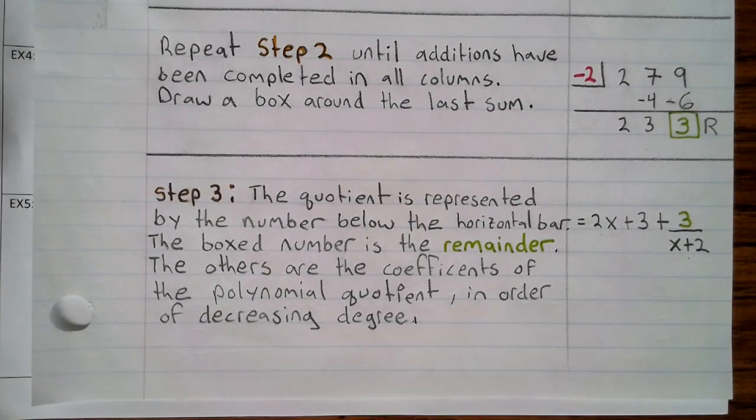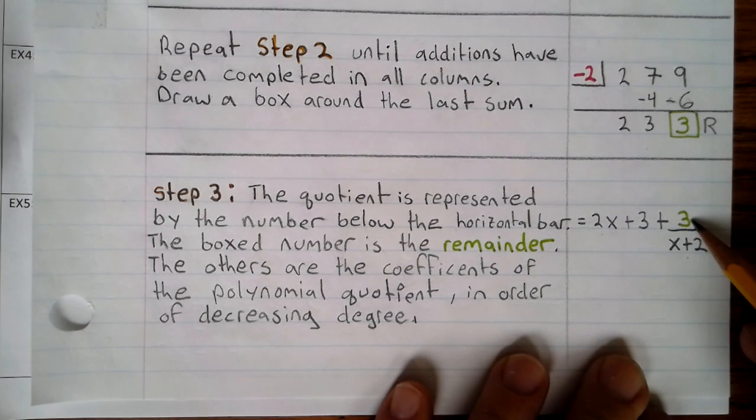Step 3. The quotient is represented by the numbers below the horizontal bar. The box number is the remainder. The others are the coefficients of the polynomial quotient in order of decreasing degree. So your result is 2x plus 3 plus the remainder divided by x plus 2.